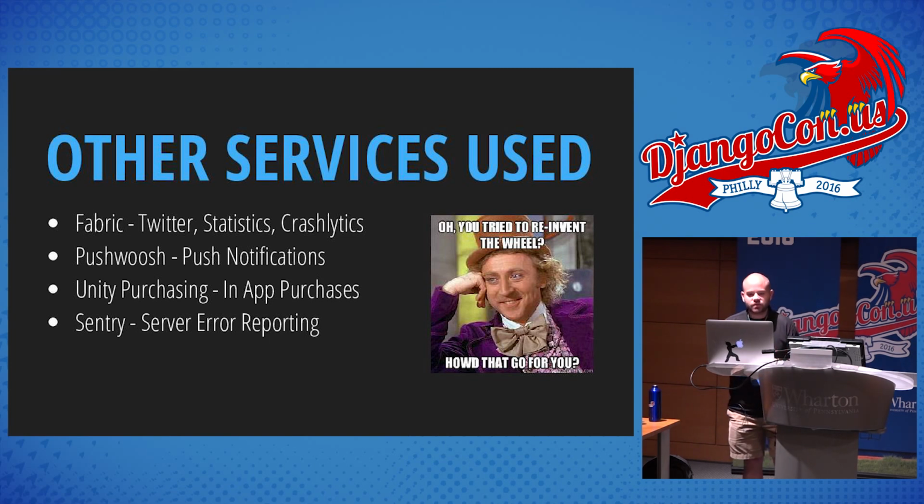So some other services used, and we got to use a lot of other common stuff that we use on most of our other apps. So Fabric, we have some Twitter integration, but specifically we use their statistics reporting and Crashlytics. Fabric has an integration with Unity. We use it also on our iPhone apps and Android apps for error monitoring. Pushwoosh for push notifications. Unity has a whole Unity services section, so we use one for in-app purchases that they have. And then we use Sentry for any error reporting on our API on the back end.